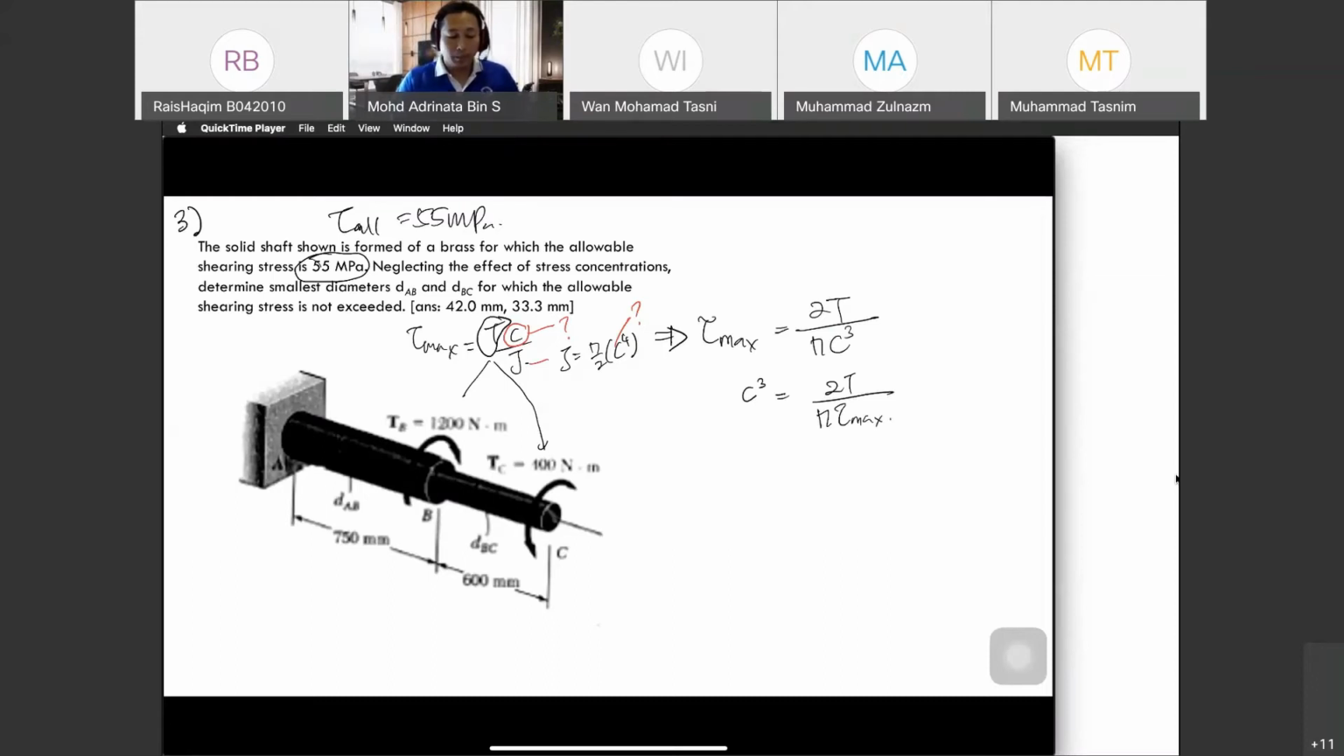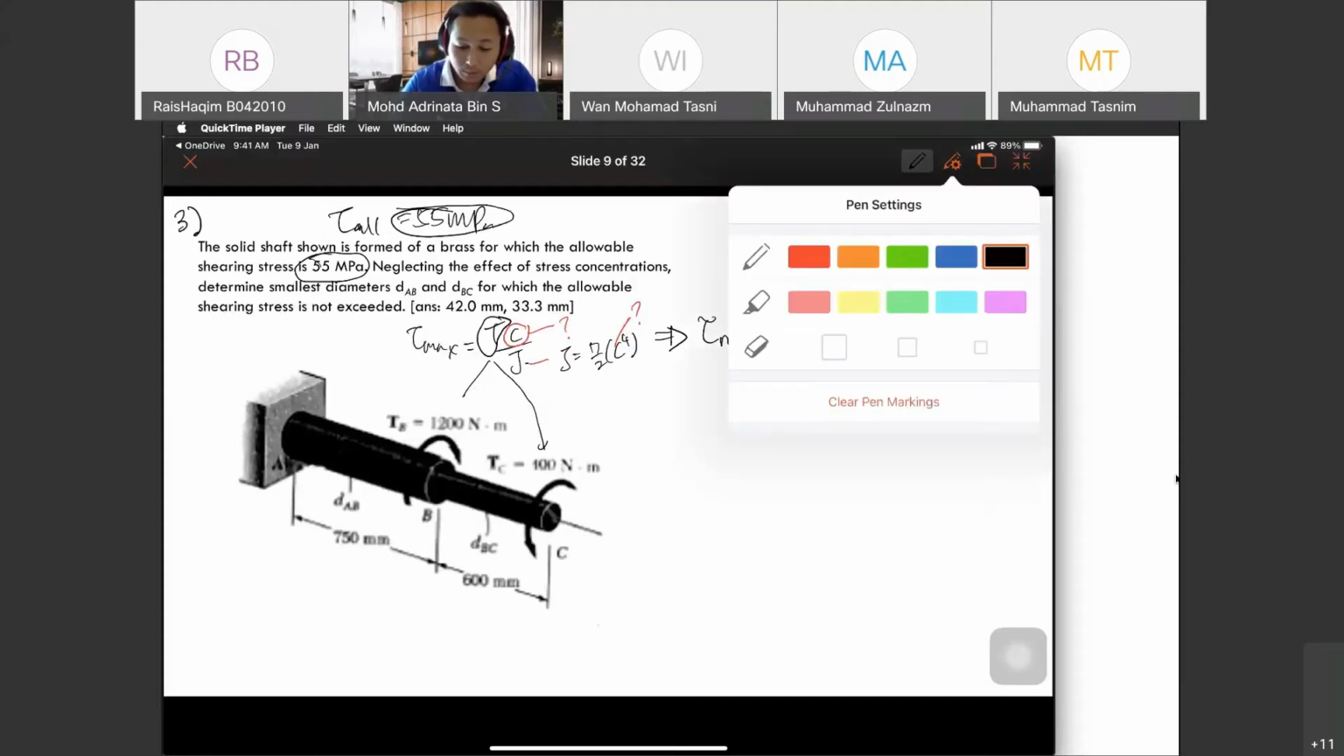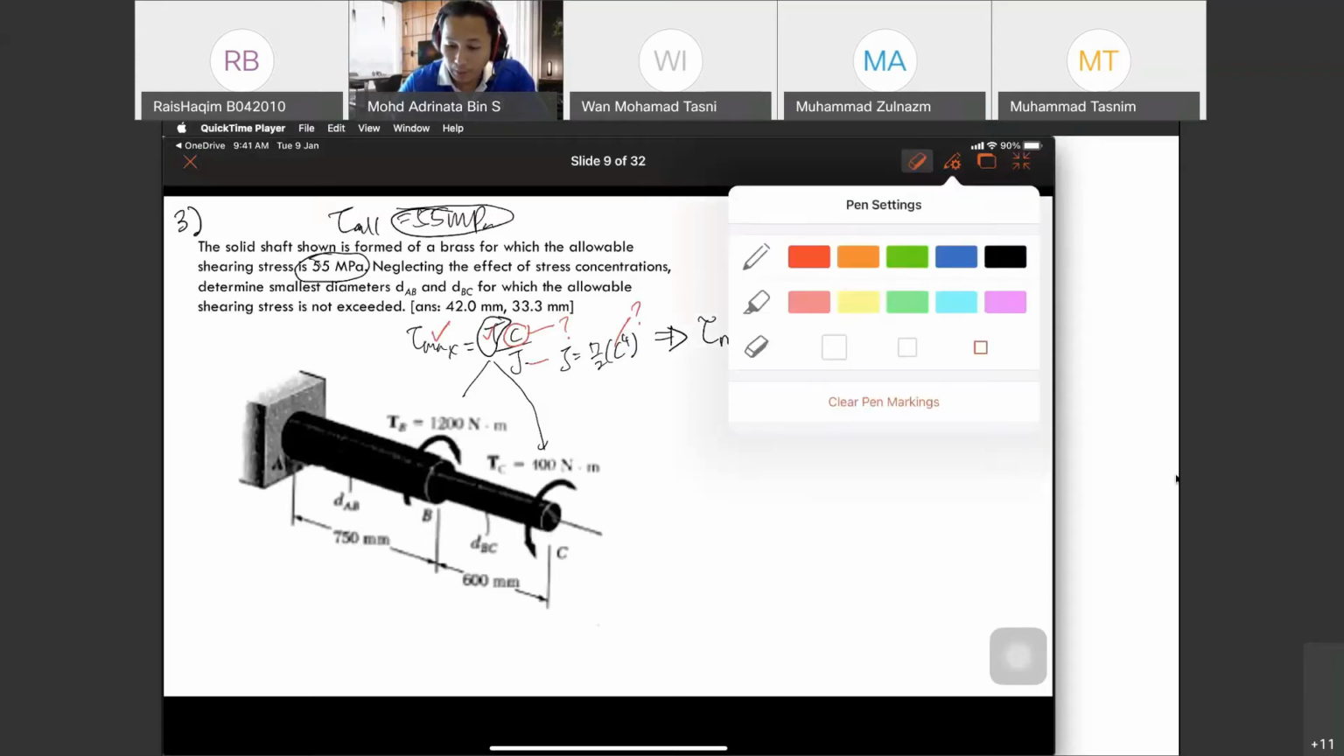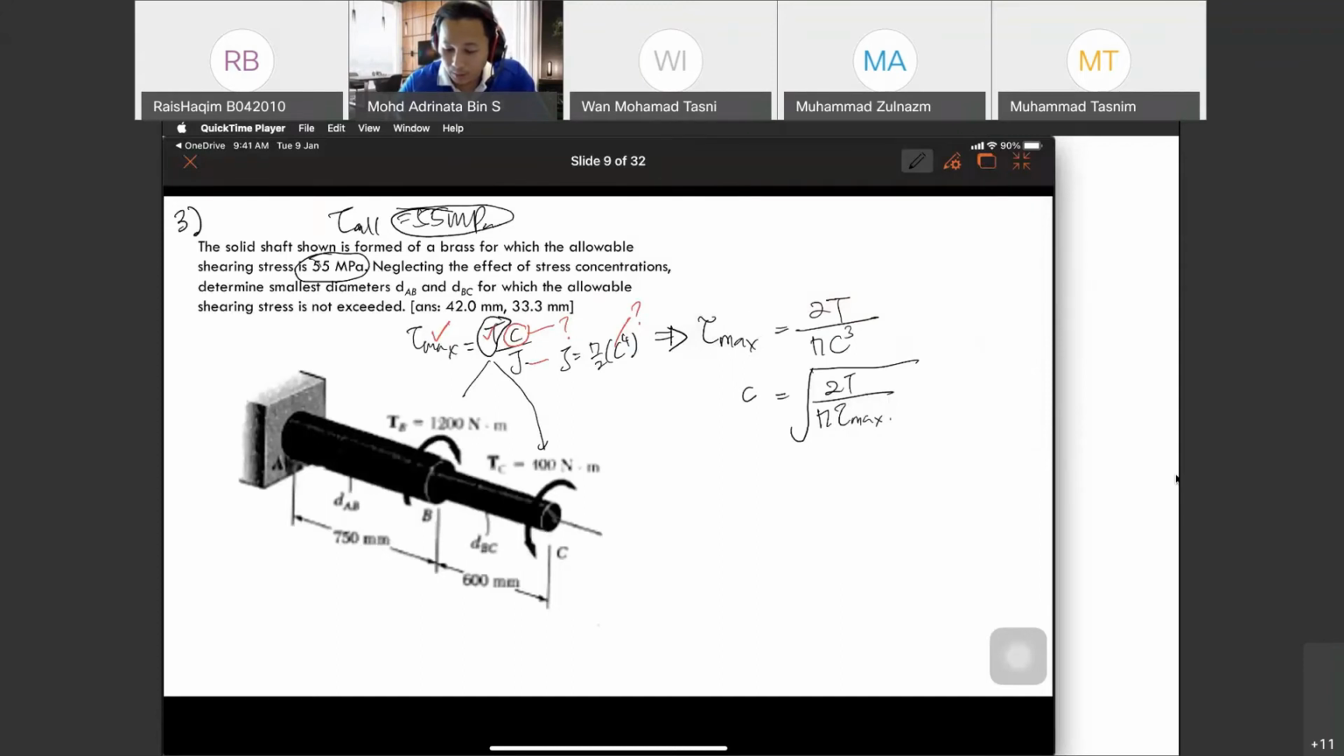Okay, tau max berapa? Ni ya. So kita ada tau max. Tau max ni kita ada. So T pun kita ada diberikan. So kita kena cari C je lah. Okay. So C, then kita buang dia punya power of 3. Tapi kena ingat yang ini adalah square root 3. Okay. So kena ingat kita ada square root 3.